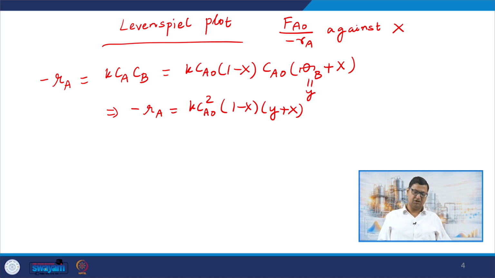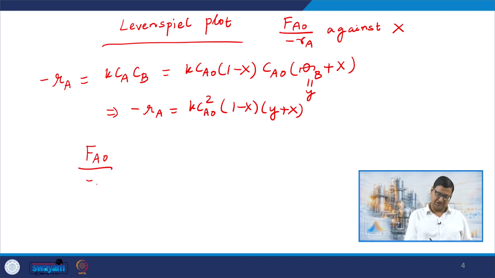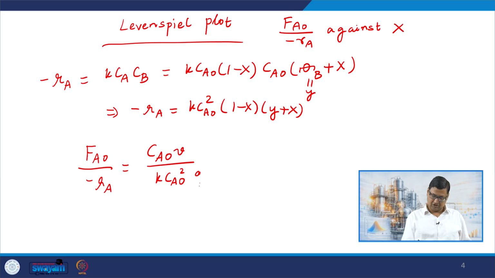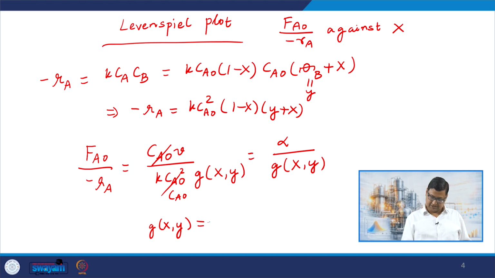So, in general, if I look at this particular function FA naught by minus RA, I can again write FA naught as CA naught V, and then this becomes K CA naught squared into a function of X and Y, and other parts are constant. So, this becomes some constant, let me call that constant alpha, divided by G of X, Y, where G of X, Y is my 1 minus X into Y plus X.